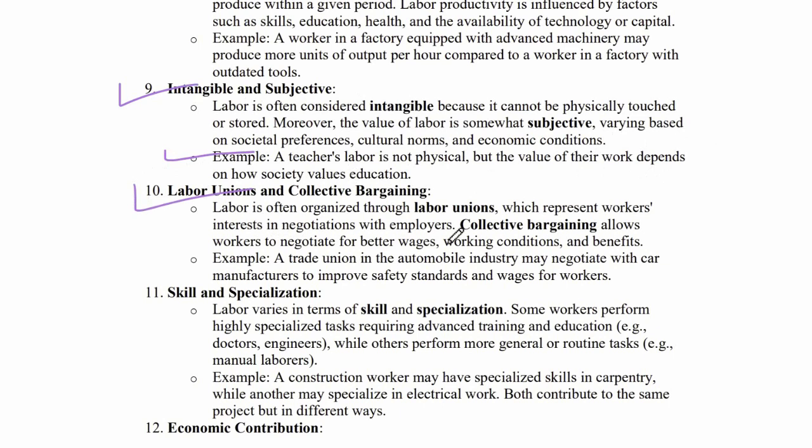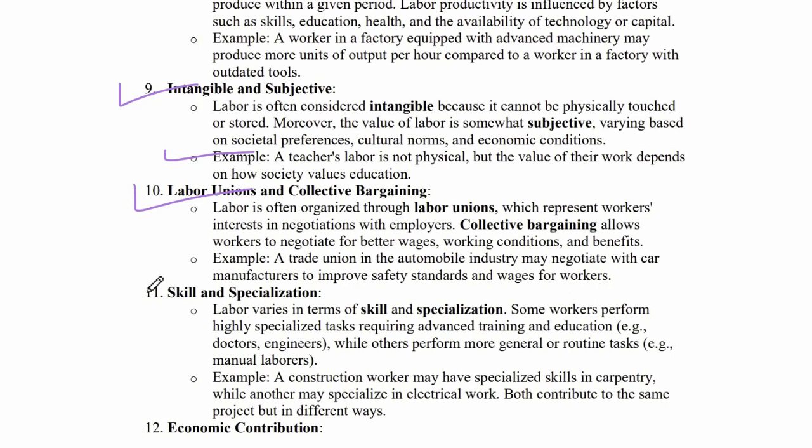Labor unions and collective bargaining. Labor is often organized through labor unions, which represent workers' interests in negotiations with employers. Collective bargaining allows workers to negotiate for better wages, working conditions, and benefits. Example: a trade union in the automobile industry may negotiate with car manufacturers to improve safety standards and wages for workers.